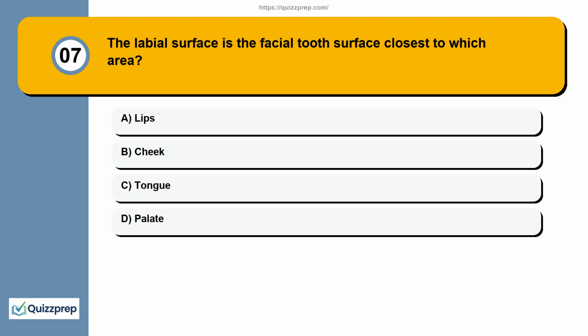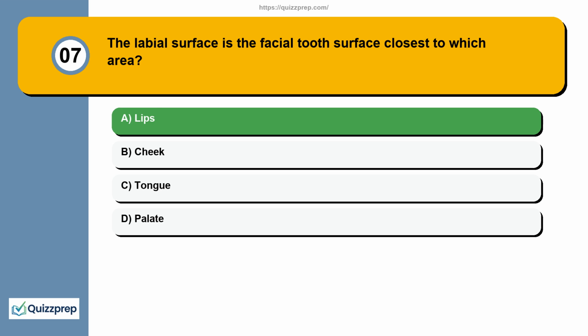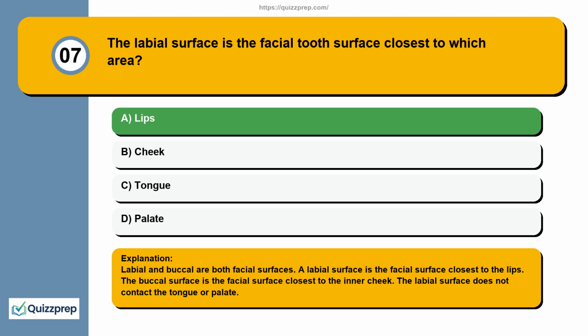Question 7. The labial surface is the facial tooth surface closest to which area? Lips, cheek, tongue, palate. Labial and buccal are both facial surfaces. A labial surface is the facial surface closest to the lips. The buccal surface is the facial surface closest to the inner cheek. The labial surface does not contact the tongue or palate.